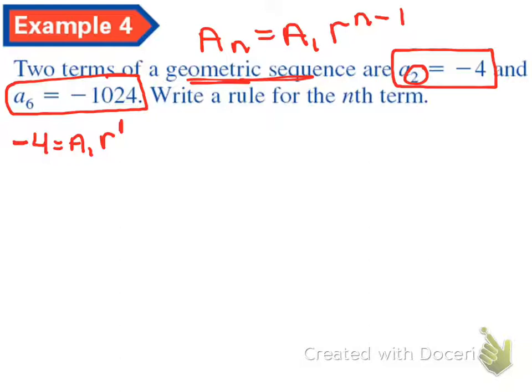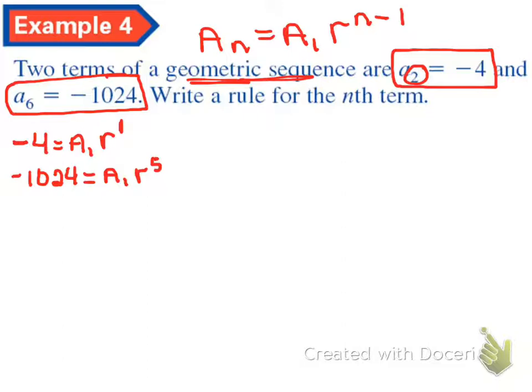I want to do the same thing with the sixth term. The sixth term is a negative 1024. That sixth term would be equal to the first term times the rate raised to the n minus 1 power. Remember, n is the number of the term. Well, this is the sixth term. We want n minus 1, or 6 minus 1, which would be 5. So we have our system of equations. Now we need to solve.